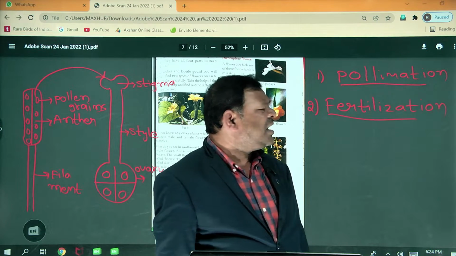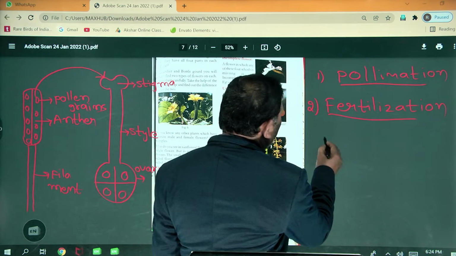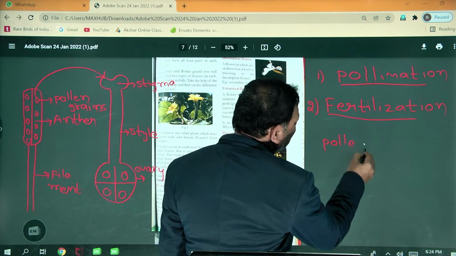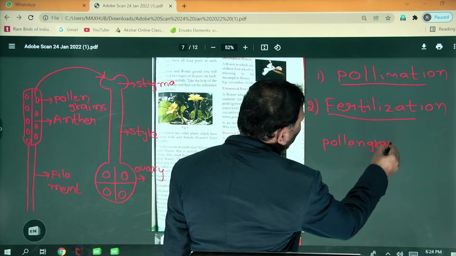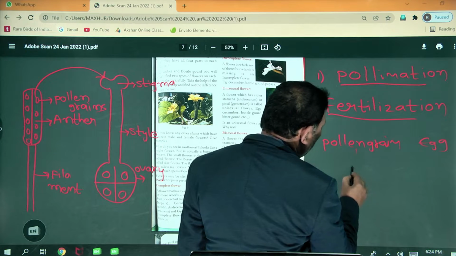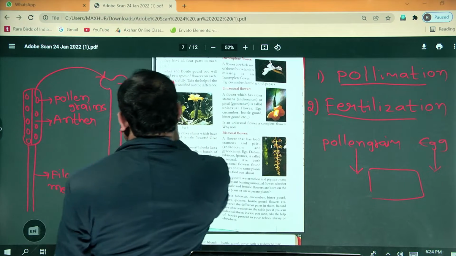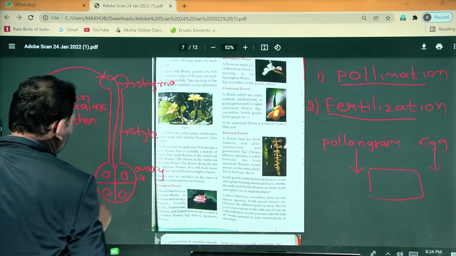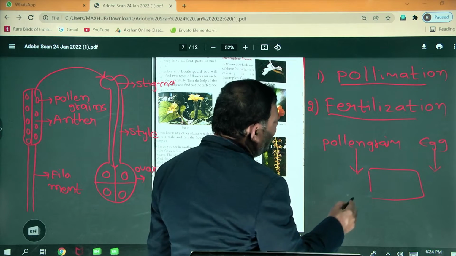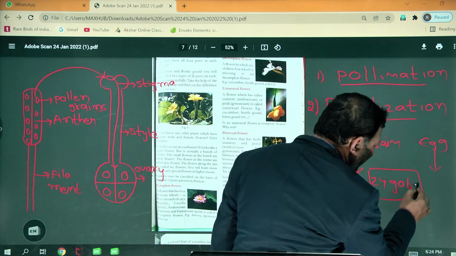Next, what is the meaning of fertilization? Fusion of the male gamete and female gamete. What is the male gamete? Pollen grain. What is the female gamete? Egg. So these are the pollen grain and egg; when they come here, they fuse. Fusion of the male gamete and female gamete is called fertilization. Fertilization takes place, what happens?